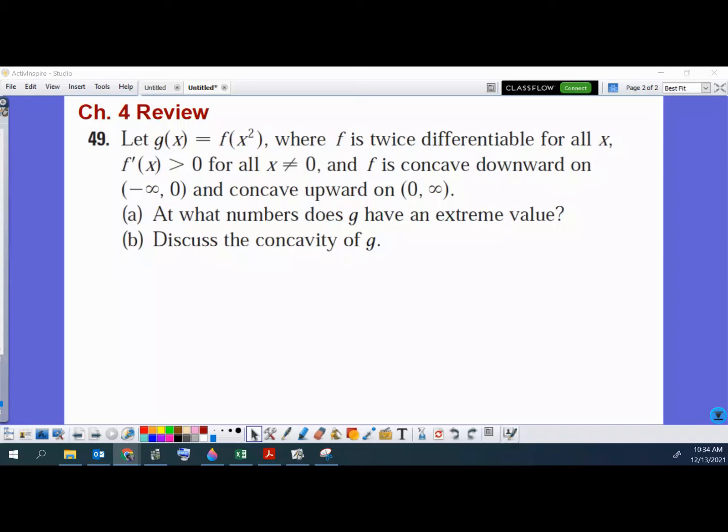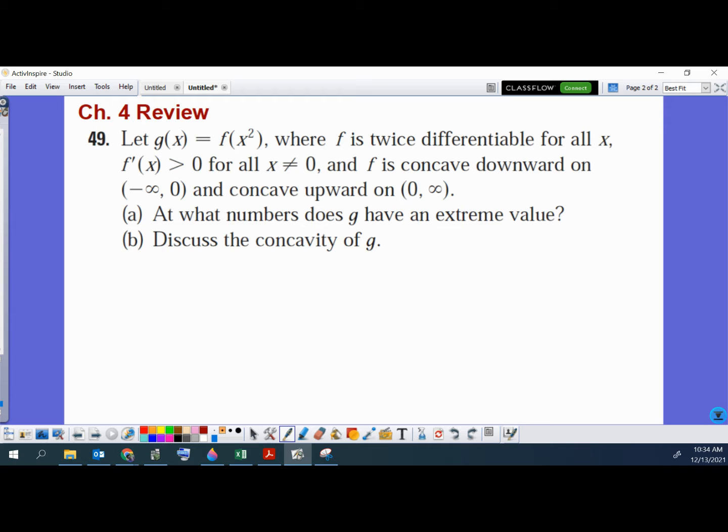All right, this is a question from the Chapter 4 review in Stewart. It's an extreme value question. You can see in part A, it says, at what numbers does G have an extreme value? It says an extreme value, not the extreme value. And they don't give you any kind of an interval to restrict it. So we're talking about over the entire domain.